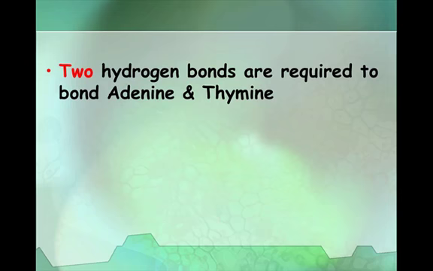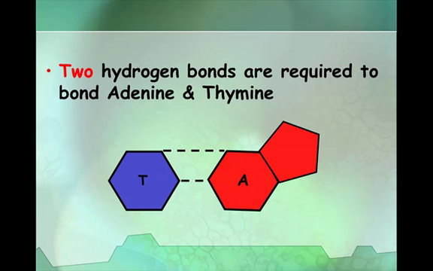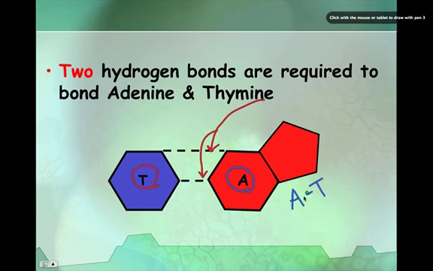Two hydrogen bonds are required to bond adenine and thymine. And once again, you can see there's one, two hydrogen bonds. Thymine always bonds with adenine. So A always bonds to T, and C always bonds to G.